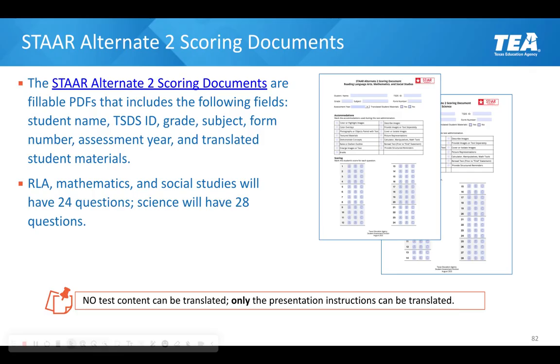Responses are recorded on a fillable scoring document. They are located at the back of the student's test booklet, but can also be printed off from the STAAR Alternate 2 page. Please note that the RLA, Math, and Social Studies have 24 questions, while Science has 28.